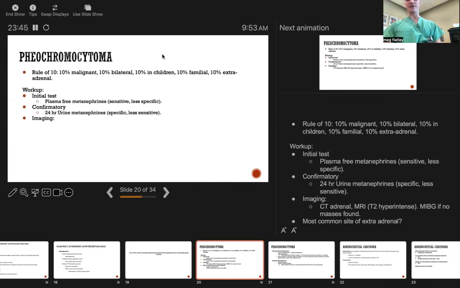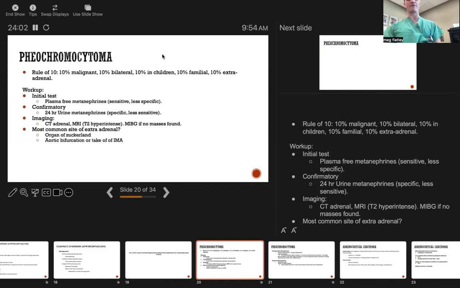Imaging, we already talked about this. Now, there's several follow-on imaging that you can do. None of them are really that great. But what is the most common site of extra-adrenal pheochromocytomas? Yeah, and then the aortic bifurcation or the takeoff of the IMA is where you normally find that.